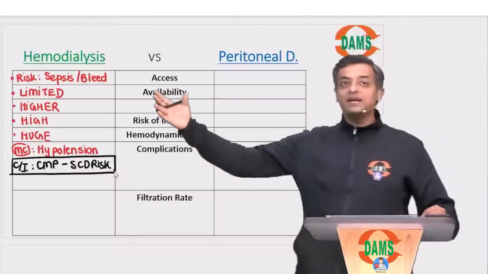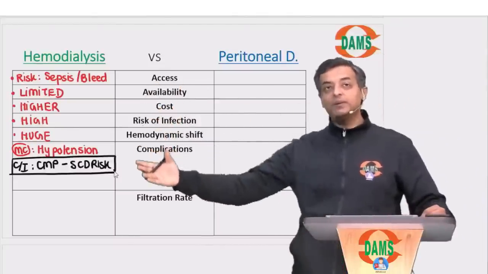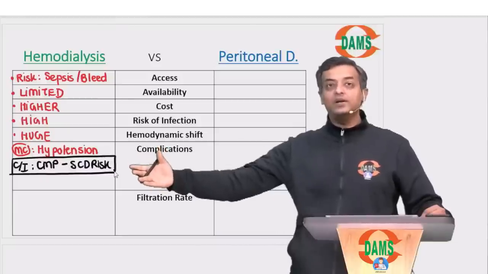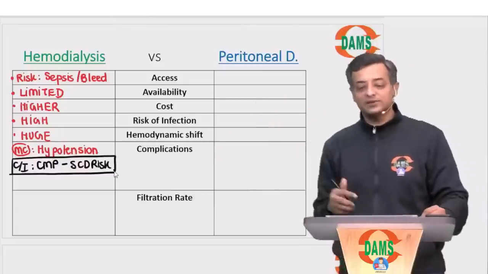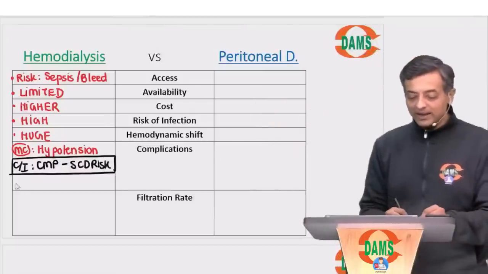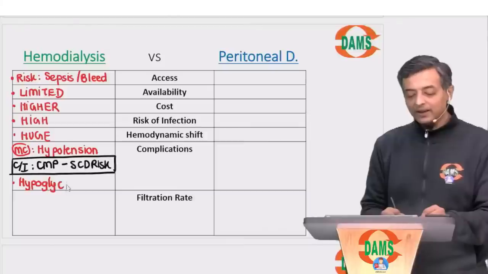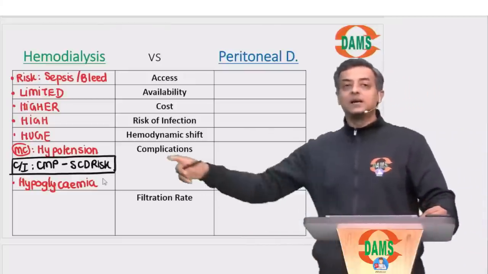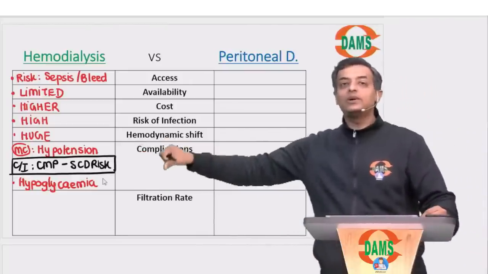But in hemodialysis, you can see multiple problems are there. In cardiomyopathy, you cannot do it. During hemodialysis, along with BP, there is risk of hypoglycemia also. So remember, in hemodialysis, both BP and sugar go down.